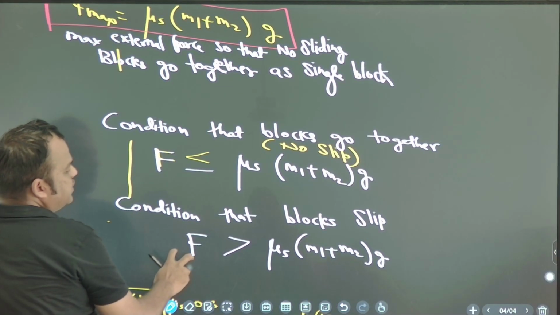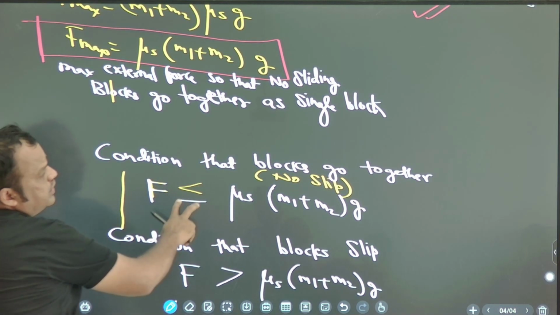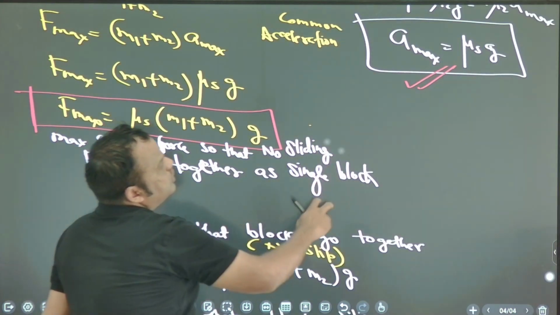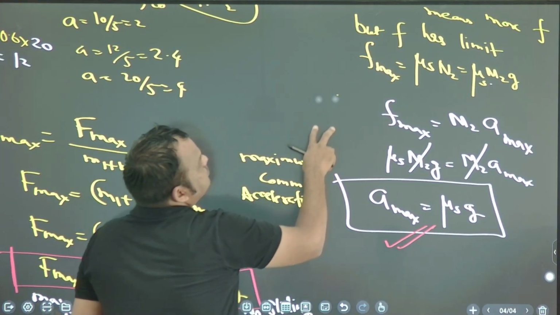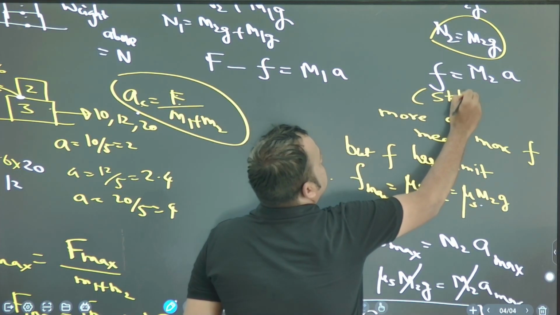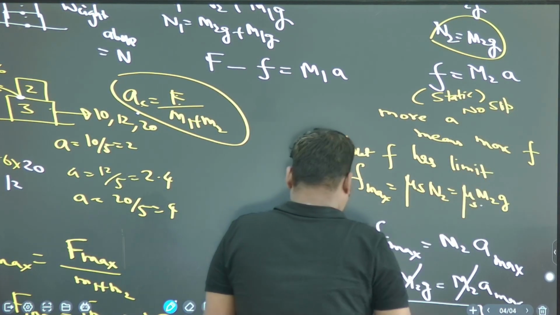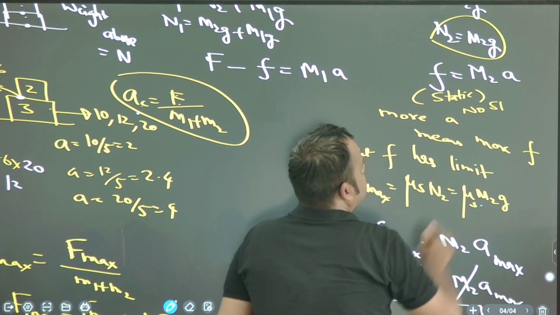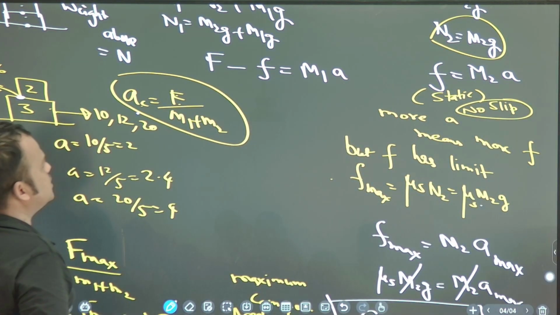What type of friction is there? Is it static or kinetic? If no slip, it is static. Note down that also. If common acceleration is there, friction is static. This is static friction. No slip between blocks, so it is static.